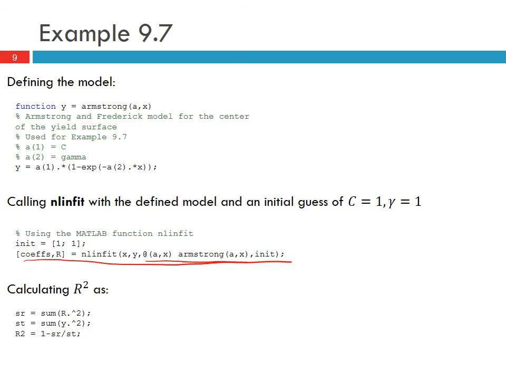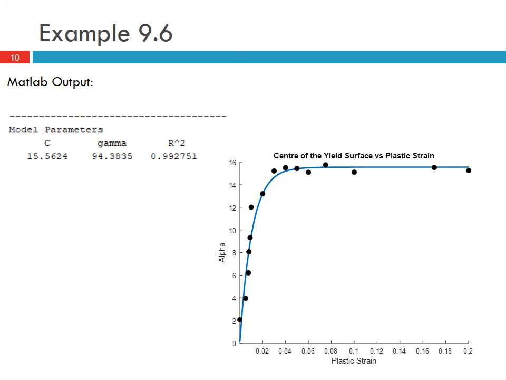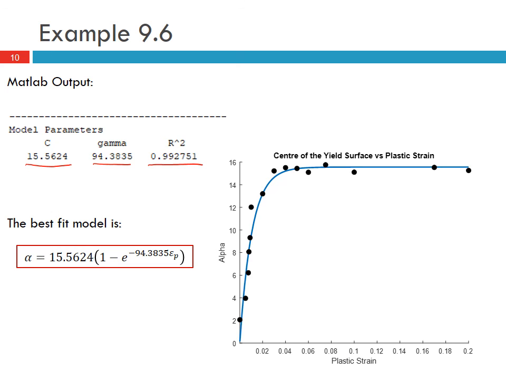And I calculate R squared in exactly the same way I did for the previous question. And this is the output from the model. So you can see the model parameters c and gamma given here, along with the R squared of 0.992751. And you can see the original data points along with the model fit. So the best fit model for this data is that alpha is equal to 15.5624 times 1 minus e to the power of negative 94.3835 epsilon p.